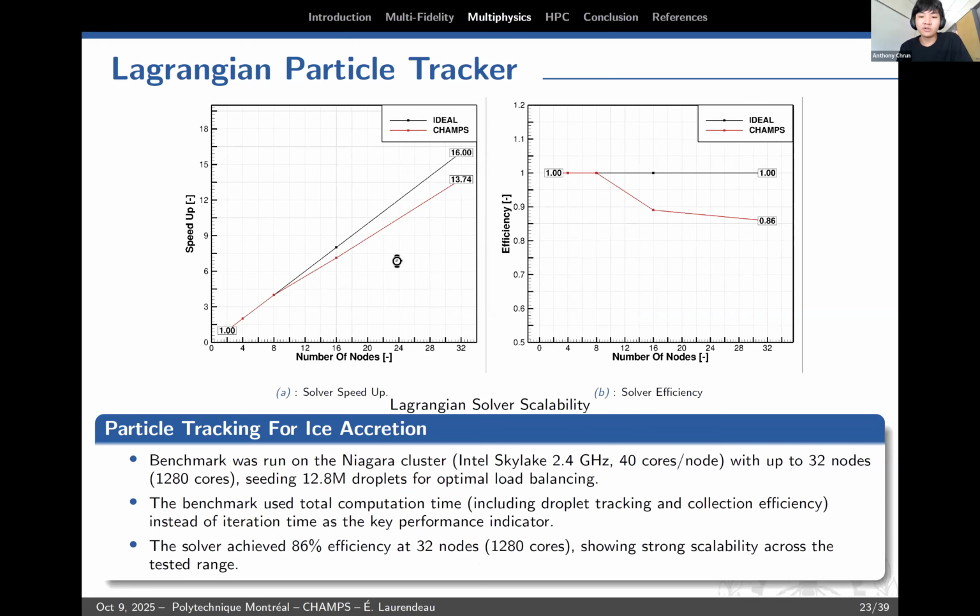And also a word on the scalability. For this particular solver, a scalability test was run on the Niagara cluster, which is a Compute Canada cluster. Here we are comparing the total computation time. We can see that up to 32 nodes, the solver still reaches an efficiency of 86%. And so this result is quite satisfying. This is pretty excellent for a lab software.